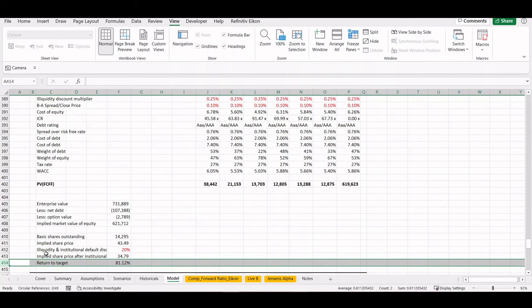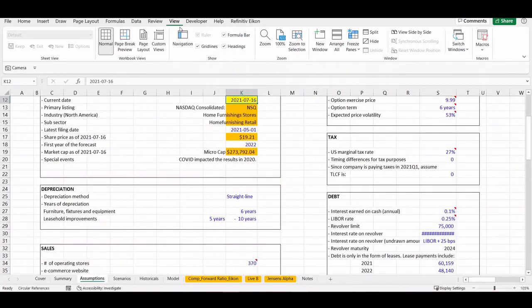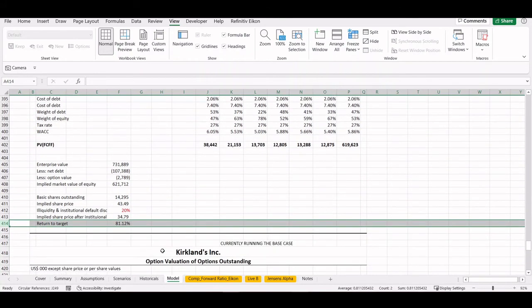So the return to target, given the current price of $19 as of the date of the analysis that we have done, which has been July 16th of 2021, the stock is 81% undervalued. We introduced a margin of safety in our original equity screen when we were running the passive screen, so that we can see what's our comfort level. If we were to introduce it at 50%, 81% is still above it. So our intrinsic value validates that this company is significantly undervalued.